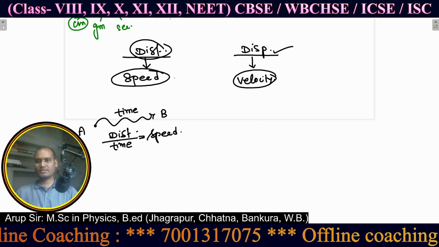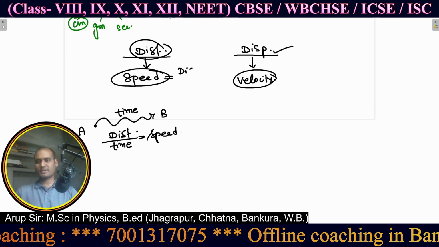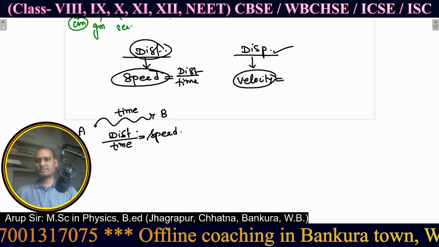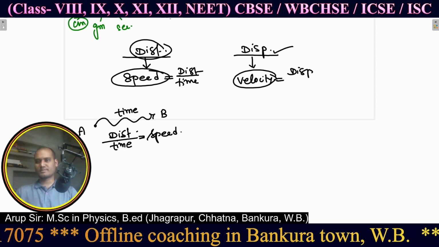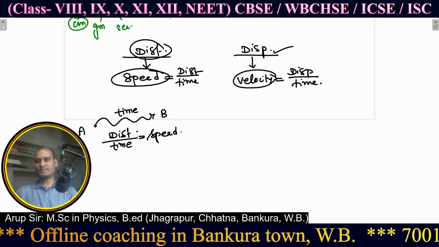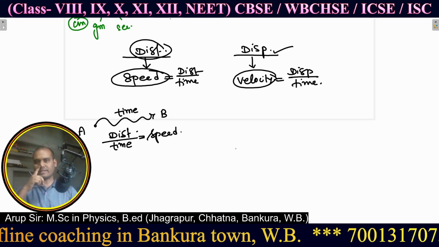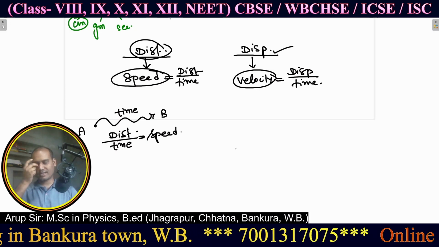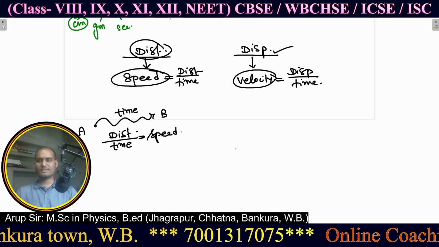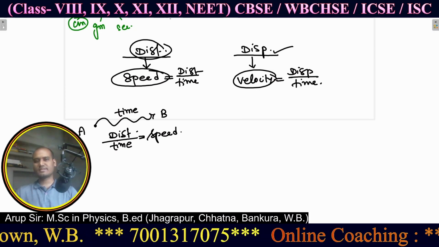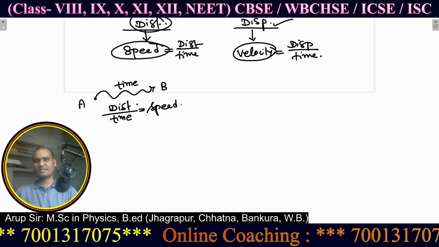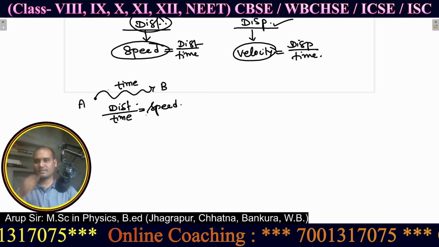So what is speed? Speed is simply distance by time. And what is velocity? Velocity is generally displacement by time. These are the simple definitions of speed and velocity. Now what are the units? And obviously, about the type of quantities, whether they are vector or scalar quantities.